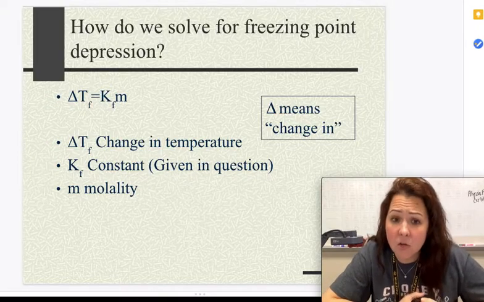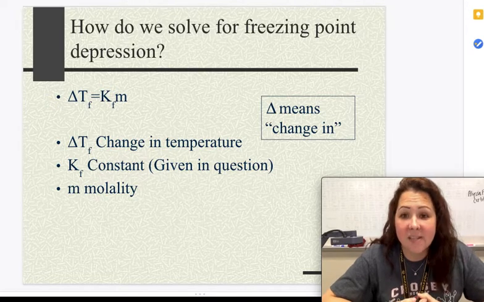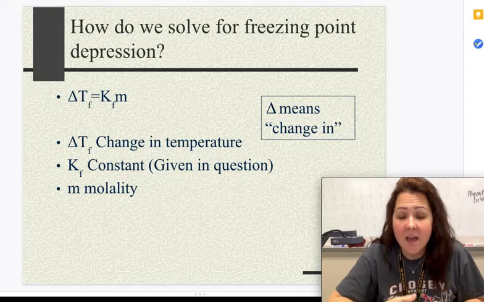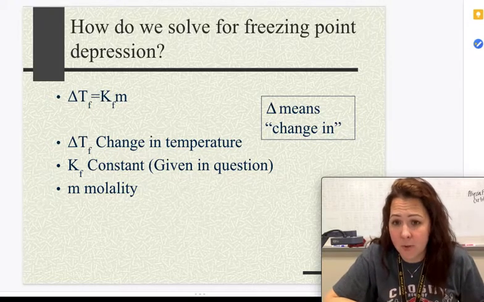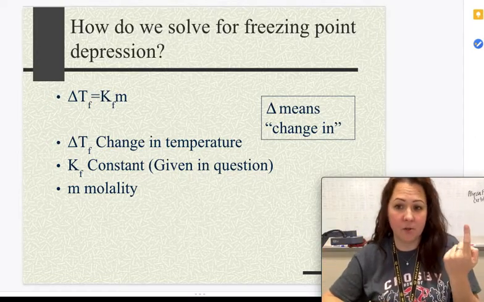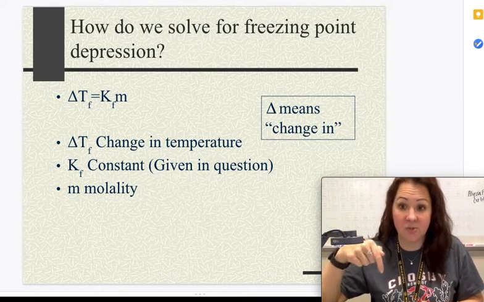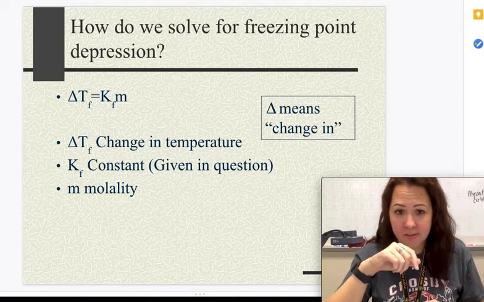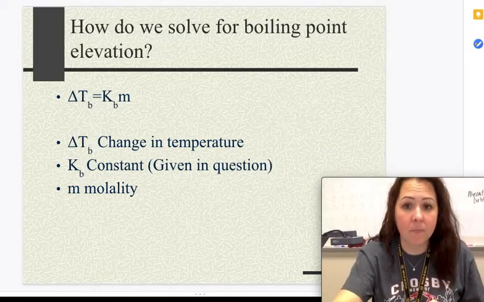We have a K value, which is a constant value that's going to be given to you. And then your delta T. Delta in math means change in, a difference in, and T is temperature. There's a little F there because this is for freezing point depression. Depression means that it goes down. Boiling point elevation means that it goes up. So freezing point depression, we want to know how many degrees Celsius it goes down in this case. So you're going to find your change in temperature, degrees Celsius, is equal to your K value times your little m.